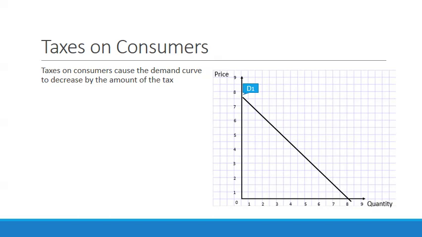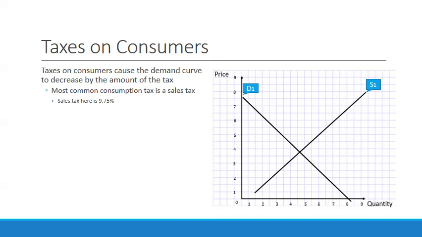So let's start looking at taxes on consumers. What we're more commonly used to is sales tax. So taxes on consumers cause the demand curve to decrease by the amount of the tax. So here's the demand curve. Here's our supply. So the most common consumption tax is a sales tax, and that's what you're used to paying all the time. Sales tax here is 9.75%. So you can just pretty much automatically calculate this out and figure out how much you're going to pay plus taxes. If you just added 10 cents to the dollar, that's the easiest way to do it.